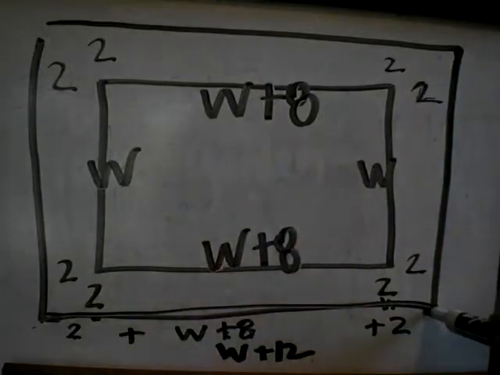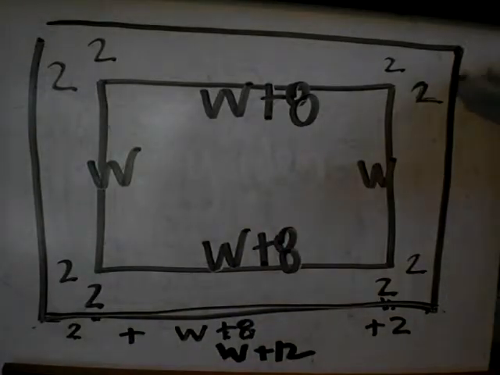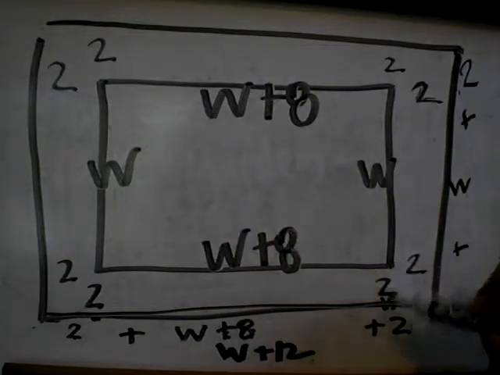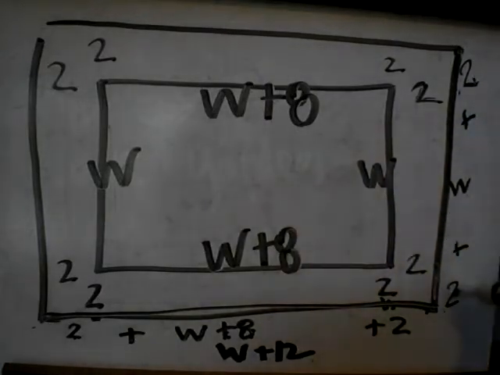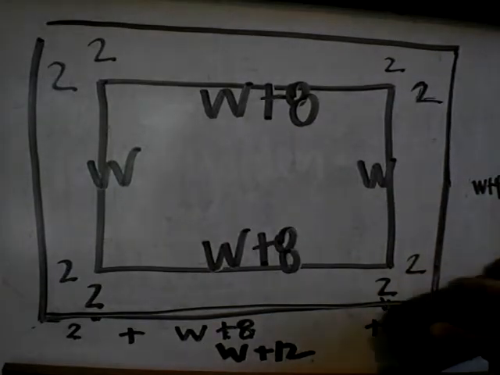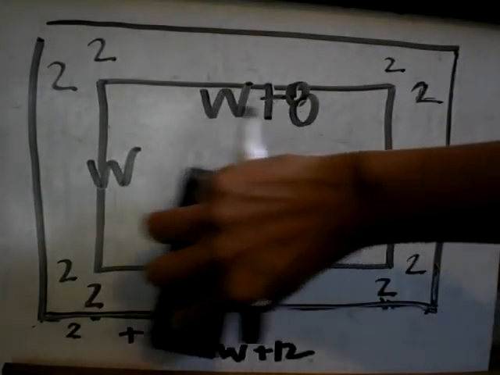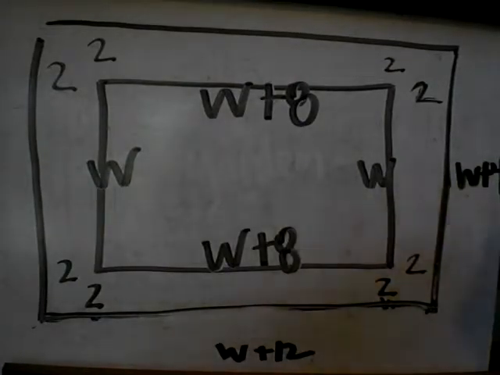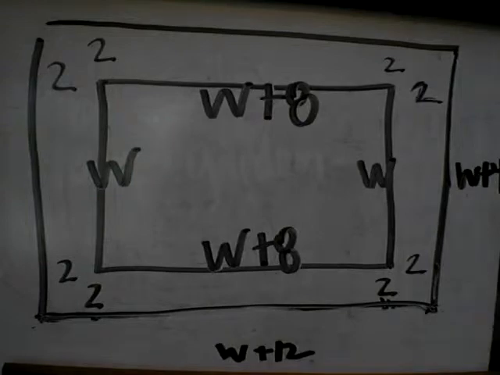Now from here to here, we've got to add from here to here, right? So that's 2 plus W plus 2. So 2 plus that W plus 2. Okay, so we've got W plus 4. Okay, so let me erase some of this so it's not so visually stimulating. Okay, so we know this is W plus 4, and from here to here is W plus 12.